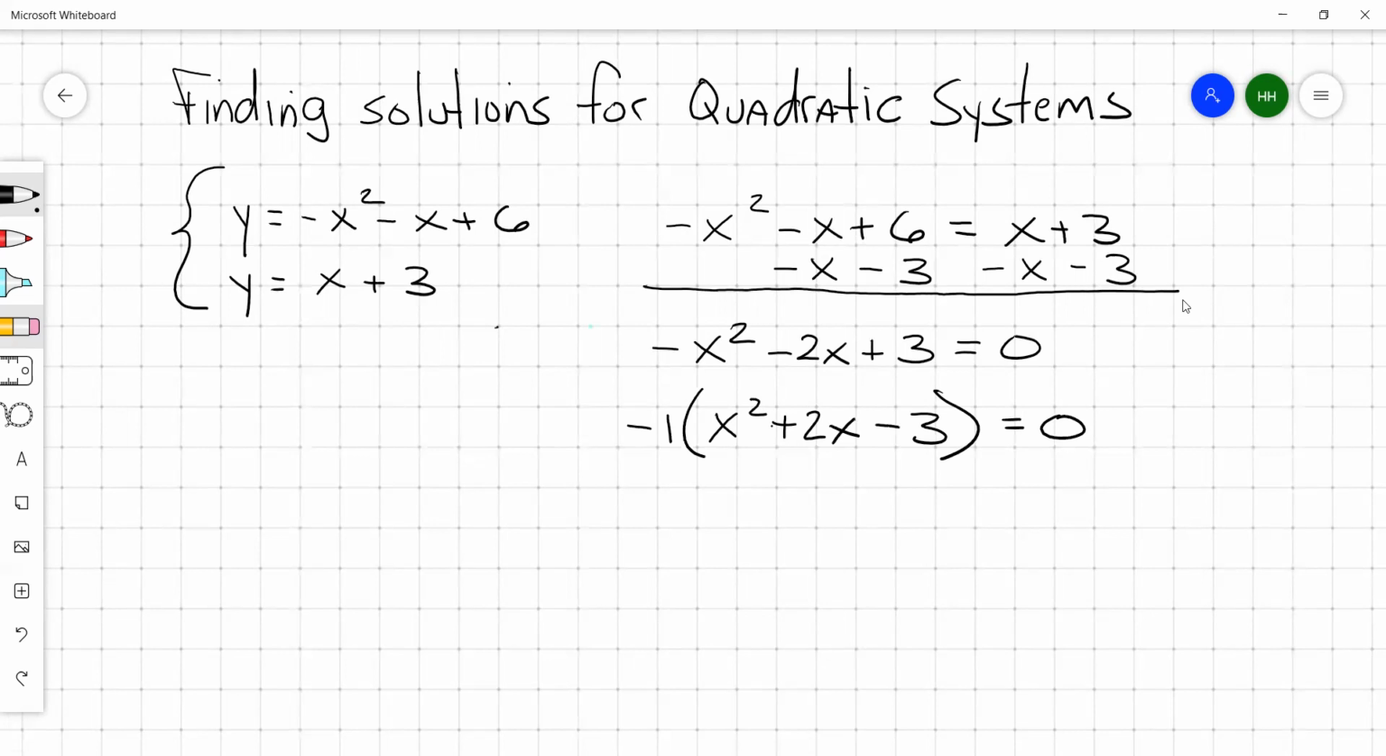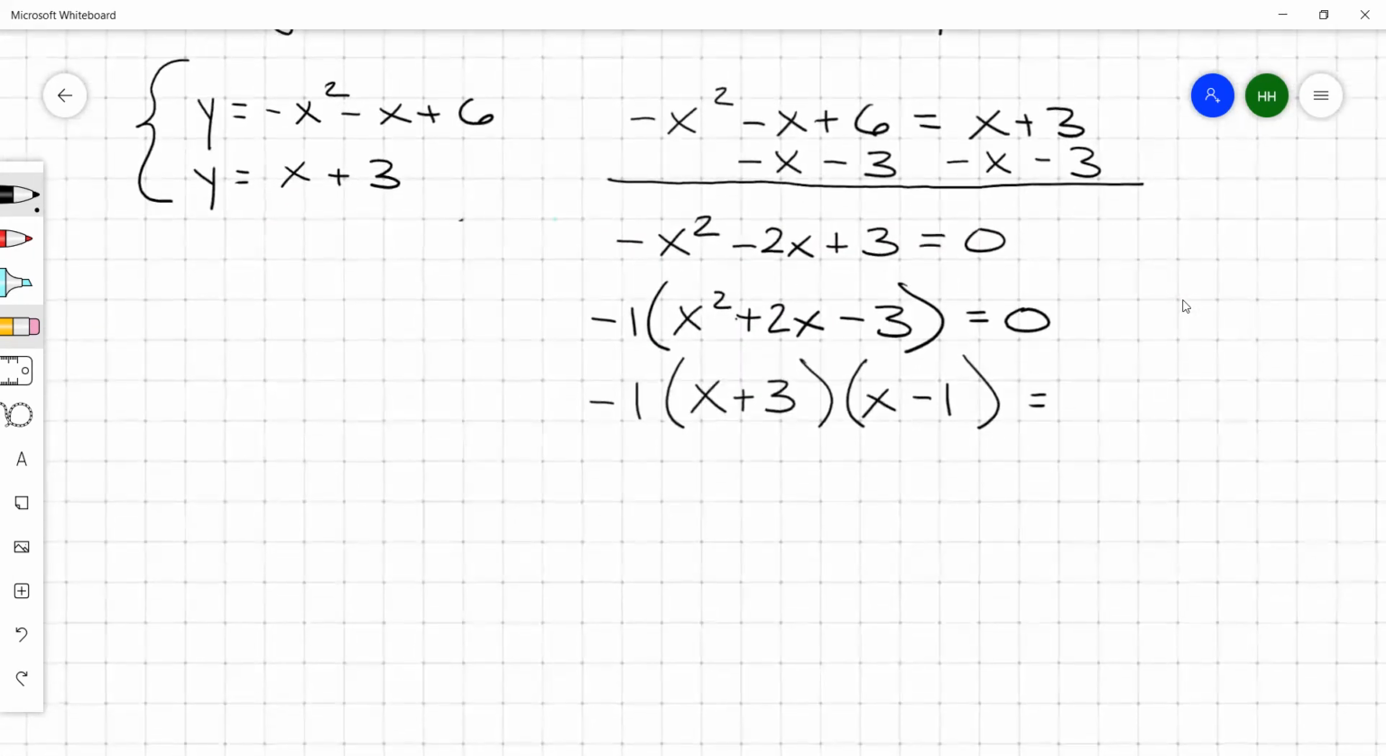Now you factor the trinomial that's in the parentheses. So what it factors to is negative 1 times x plus 3 times x minus 1. I hope you remember that these two factors have to multiply to negative 3, and they have to add to positive 2. You then take the factors and you set them equal to 0. So you take x plus 3 and make it equal to 0, and x minus 1 equal to 0.